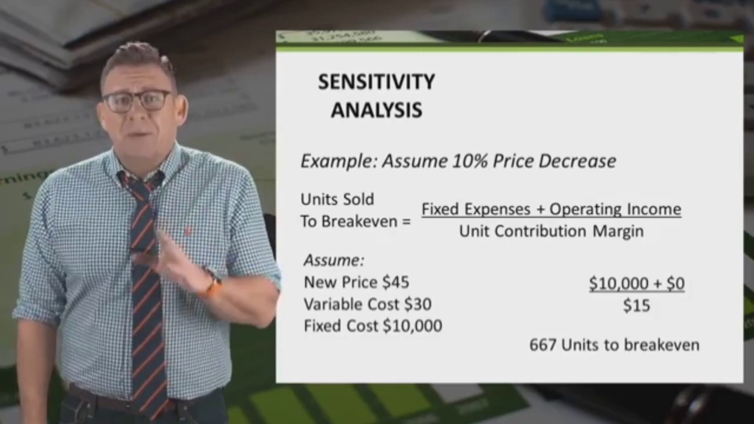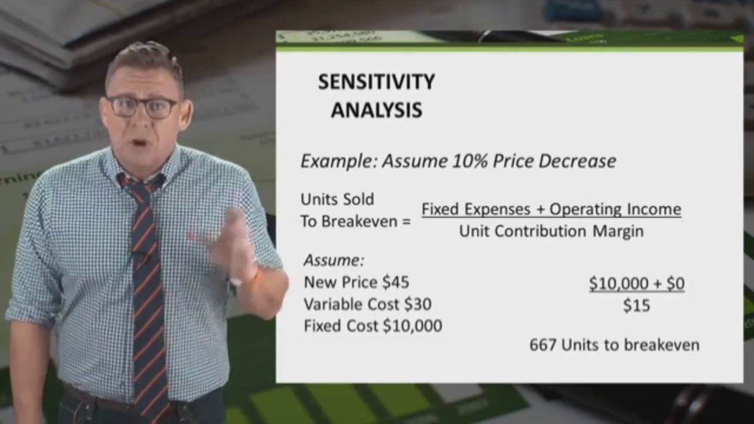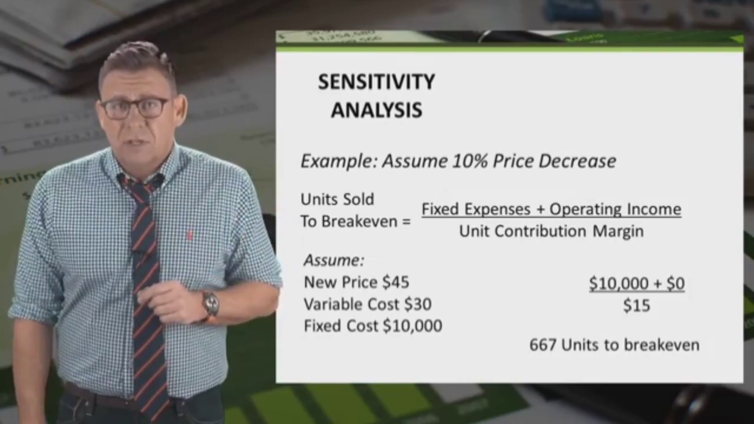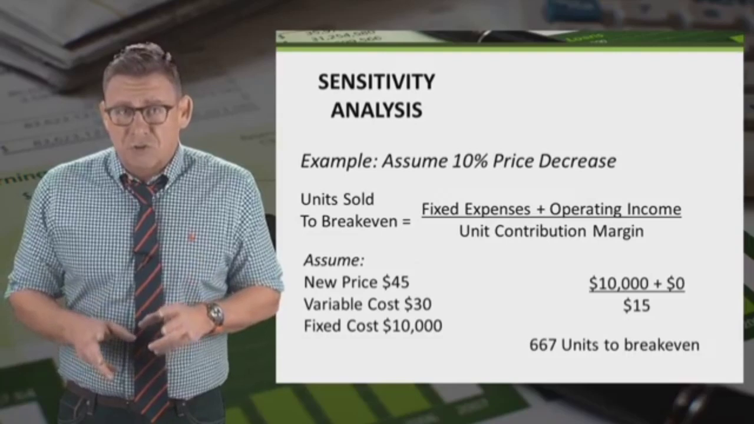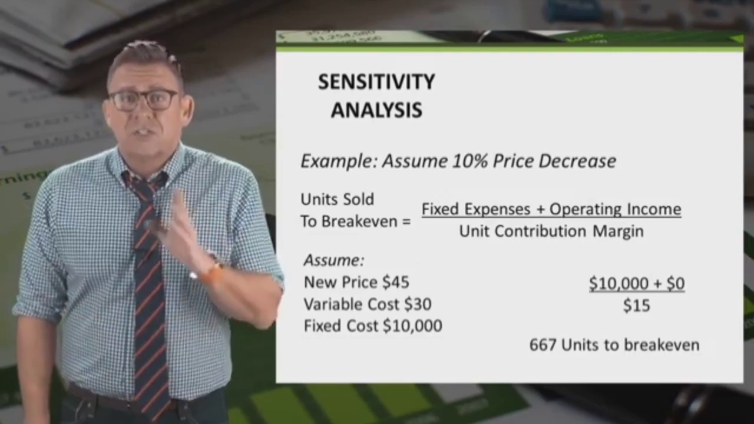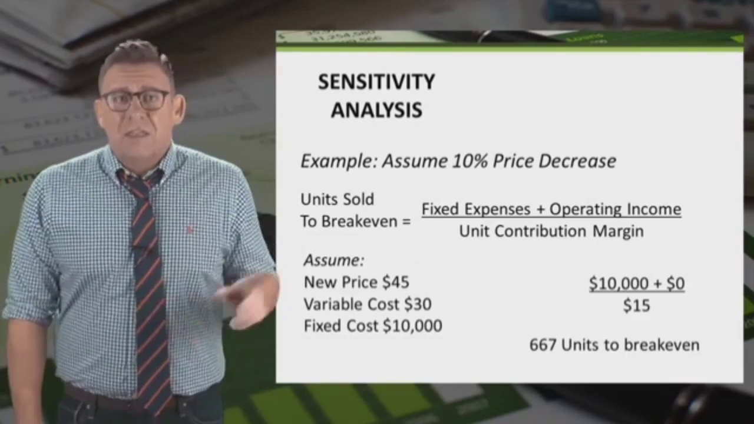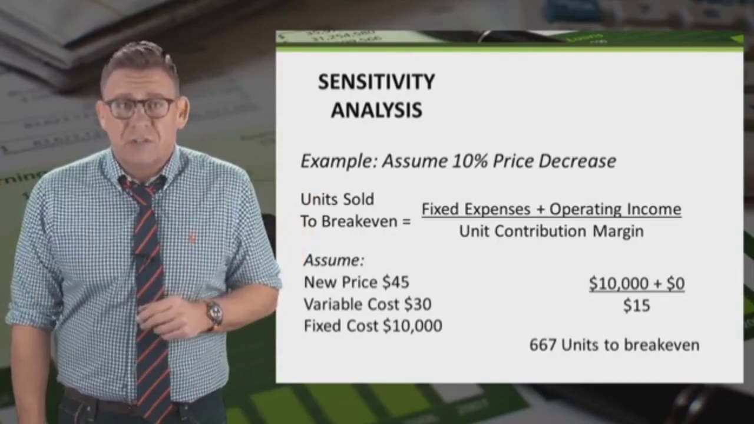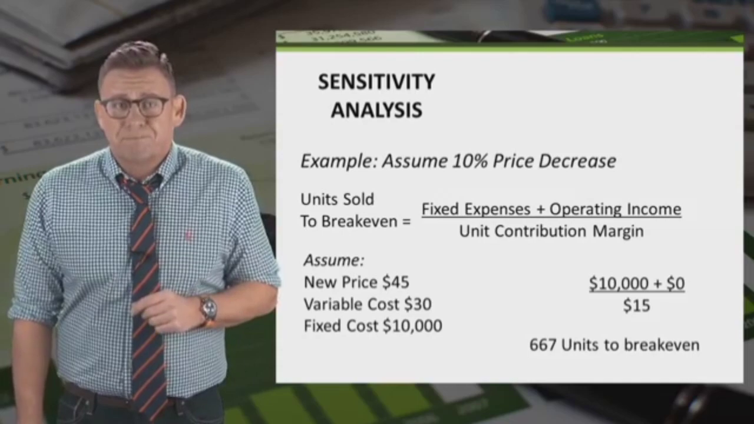In this case, a 10% decrease in price drops the price from $50 per unit to $45 per unit. So the unit contribution margin drops from $20 to $15. Thus, the break-even in units increases to 667 units with a price decrease.